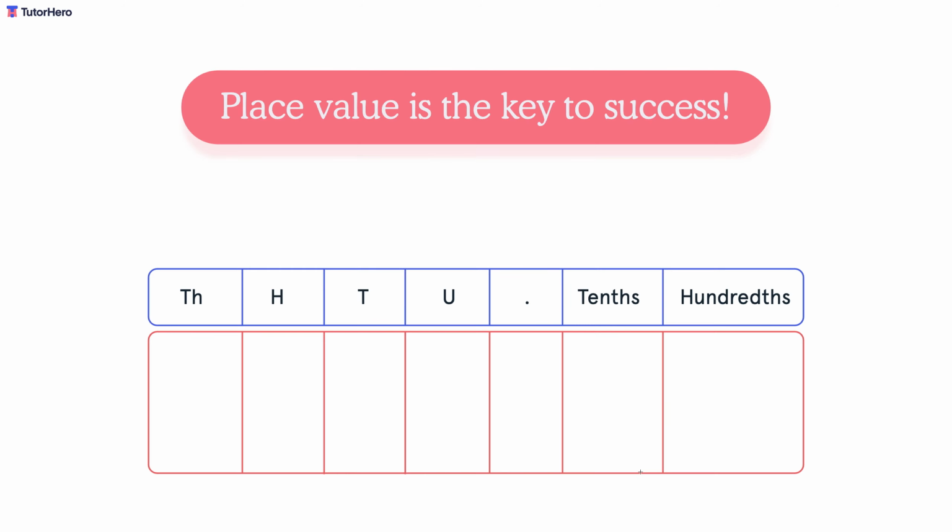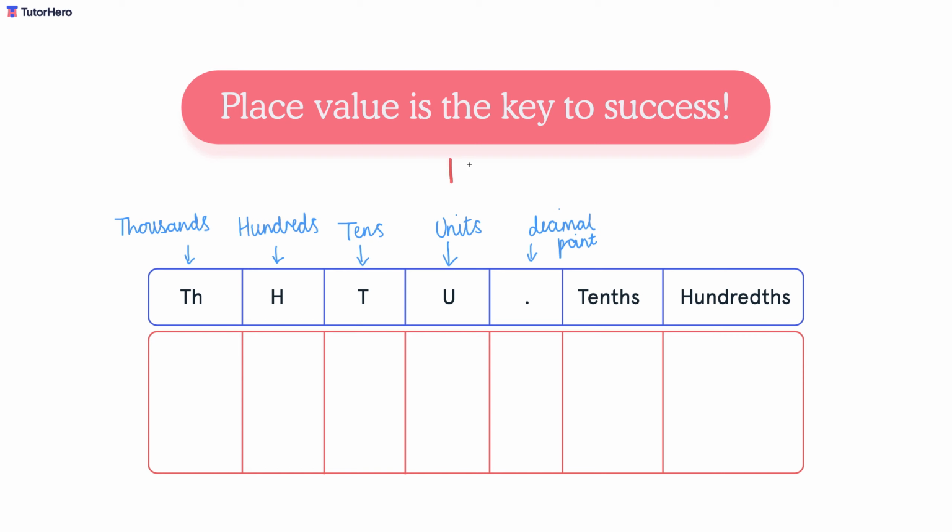Place value is the key to success. Knowing the value of each digit is really important. A place value chart can help us with this. Do you know what each heading stands for? Units, tens, hundreds, and thousands. We have our decimal point here, our tenths and our hundreds. Our tenths and our hundreds are parts of the whole.